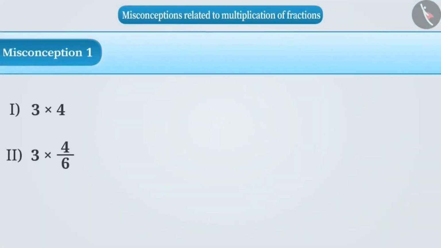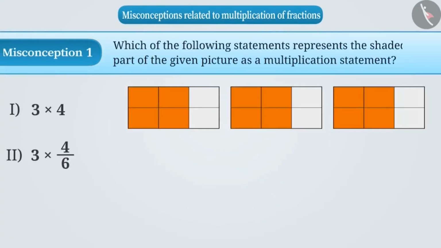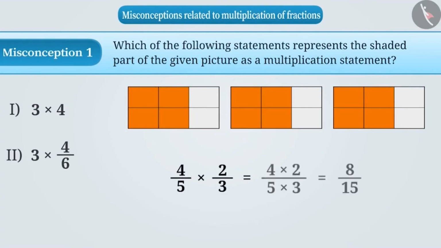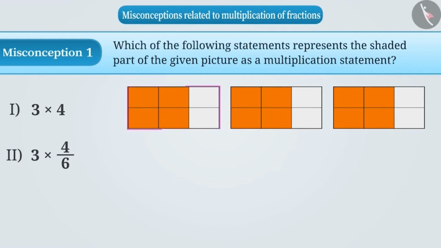Misconception 1. Which of the following statements represents the shaded part of the given picture as a multiplication statement? Children often try to learn multiplication of fractions by rote. They're unable to understand its concept. This is why the shaded portion of the given picture is expressed incorrectly as multiplication, as some children think that there are 4 shaded parts in each rectangle, so the shaded portion of 3 rectangles can be denoted by this multiplication 3 into 4. So they would choose option 1 as the correct answer.